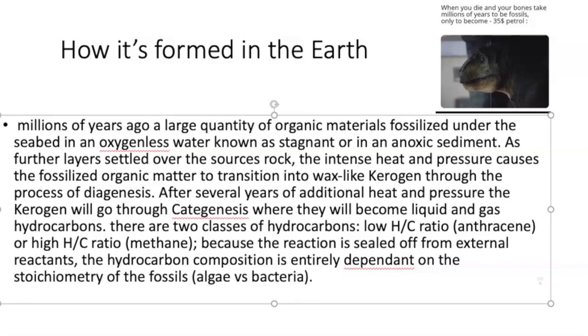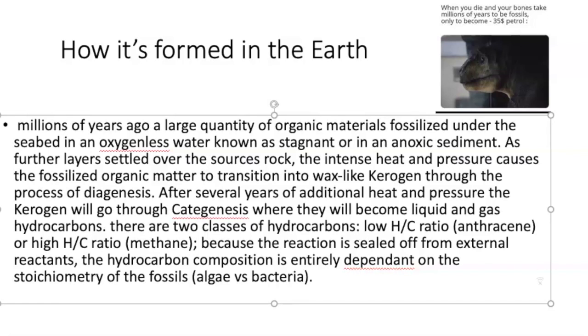After several years of additional heat and pressure, the kerogen will go through catagenesis, where it will become liquid and gas hydrocarbons. There are two classes of hydrocarbons: low hydrogen to carbon ratio, which will result in anthraquinone, or high hydrogen to carbon ratio, which will result in methane. Because the reaction is sealed off from external reactants, the hydrocarbon composition is entirely dependent on the stoichiometry of the fossils, algae versus bacteria, and also the quantity of carbon, because the limiting factor is the carbon, not the hydrogen.